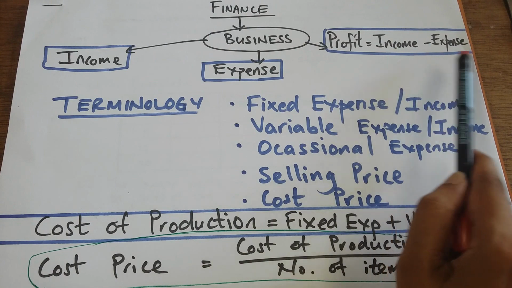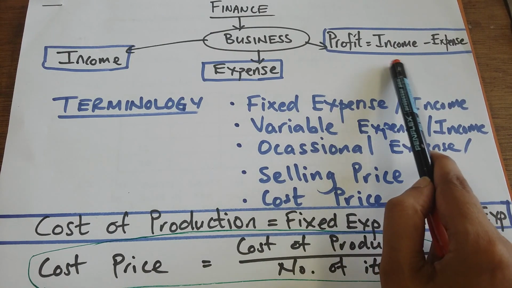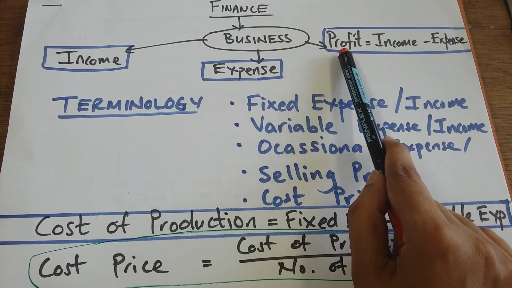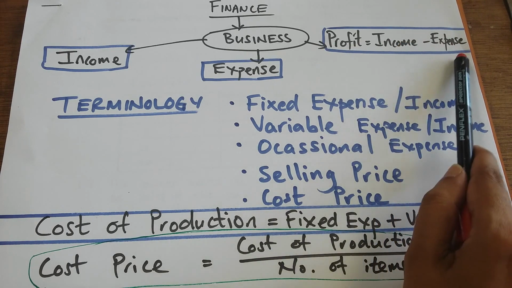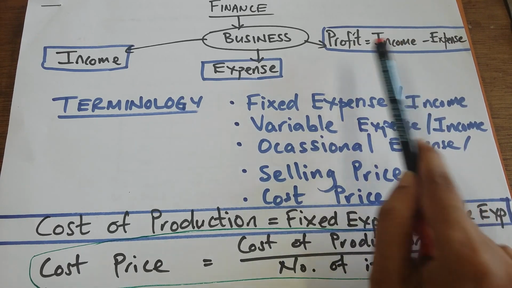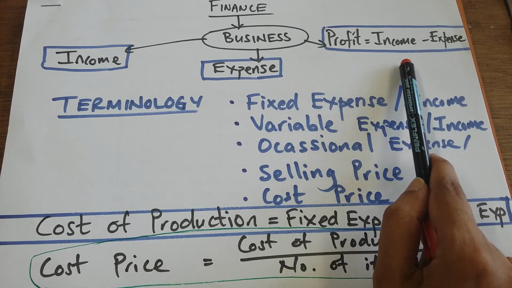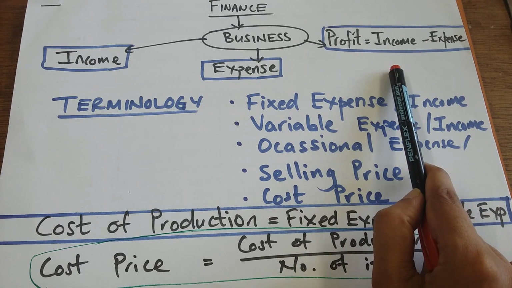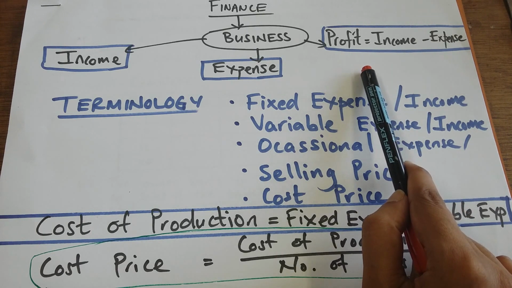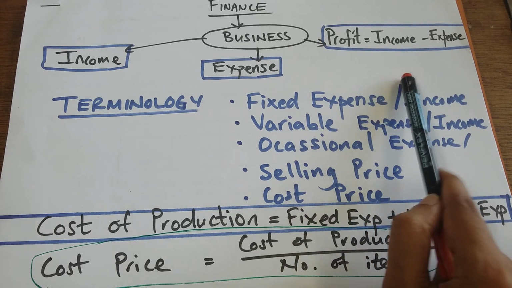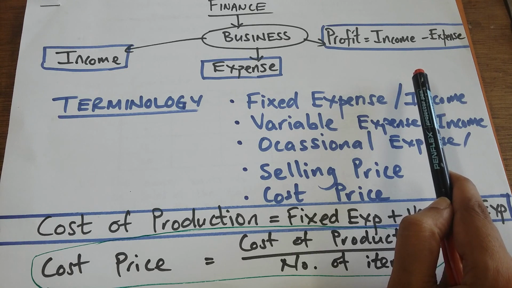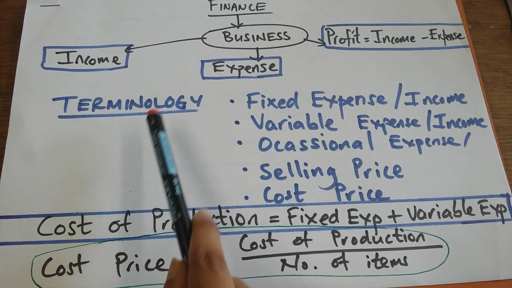So if income minus expense gives me a positive value, then I am making a profit. If income minus expense gives me a negative value, then I am running at a loss. If income minus expense gives me a zero, then I am neither making a profit nor a loss. At this point, we refer to it as break even.